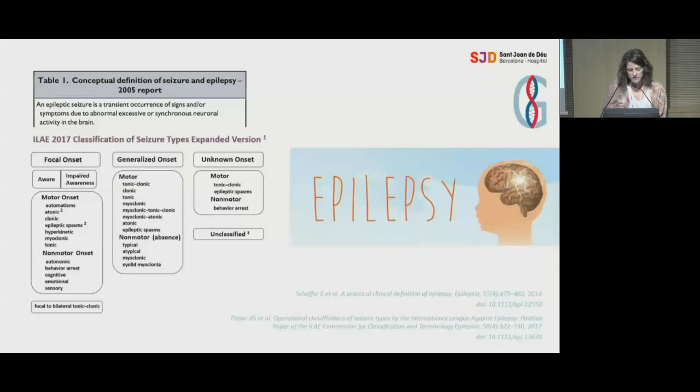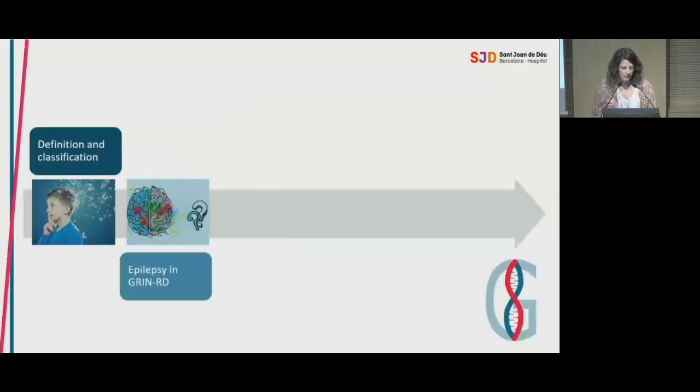Here you have the classification of seizures. We epileptologists are quite obsessed with these classifications, but they are really useful for us in terms of deciding treatments, looking for etiologies, or guessing prognosis. So this is something that we have in our minds all the time, and we go to it all the time.